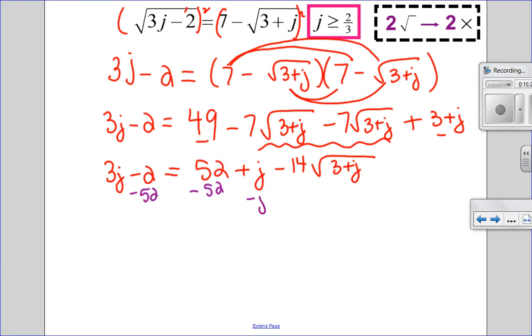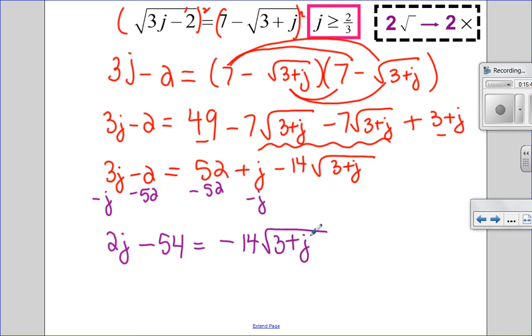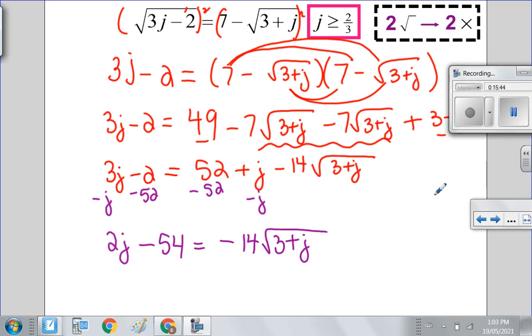And subtract j from both sides. So I have 3j, take away a j is 2j. Negative 2 and negative 52 is negative 54, equal to negative 14 root 3 plus j. So at this point here, we have to make a decision on how we are going to simplify.